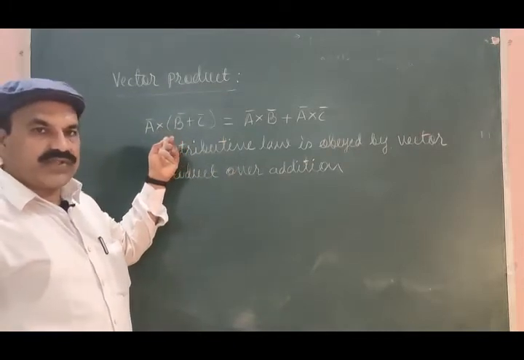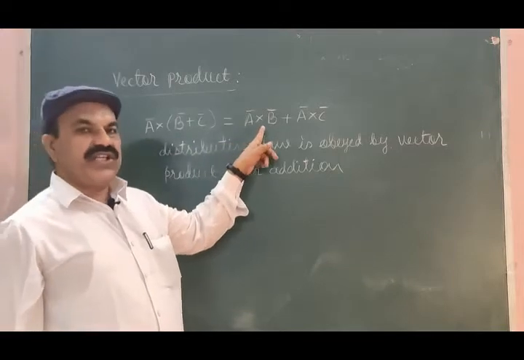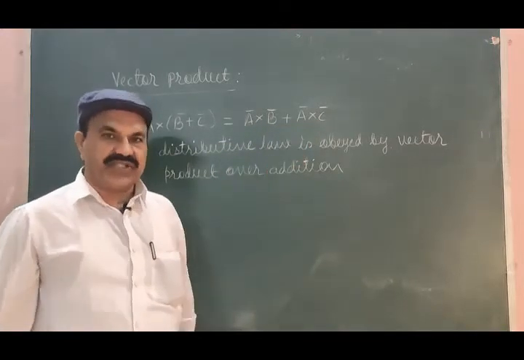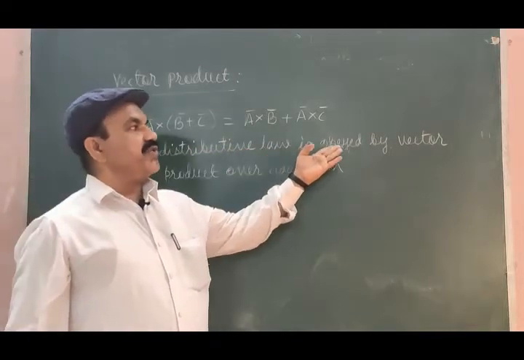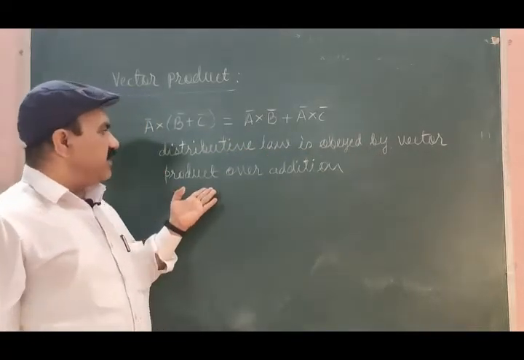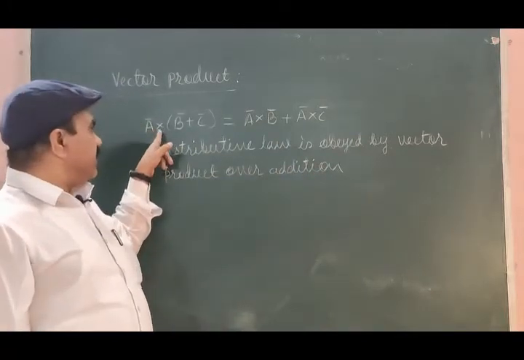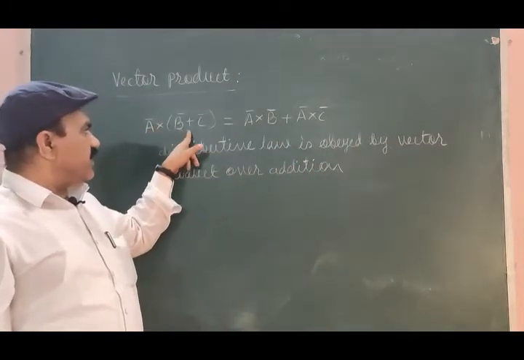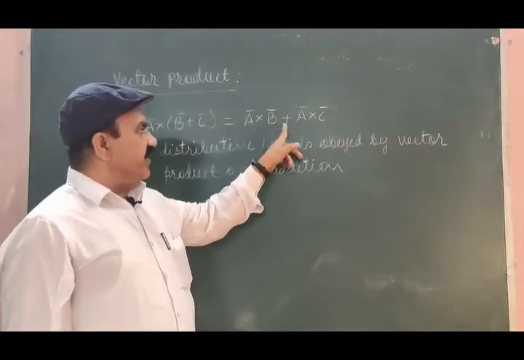A cross (B plus C) is equal to A cross B plus A cross C. What does this mean? The distributive law is obeyed by the vector product over addition. So it is distributed here and here.